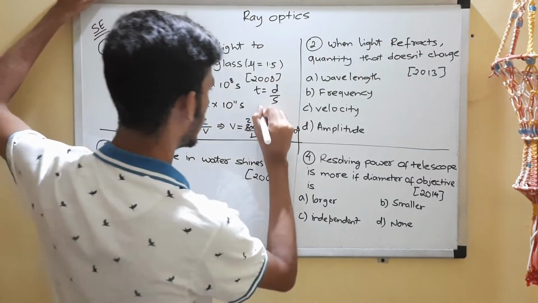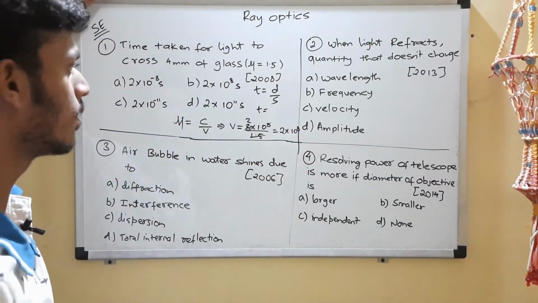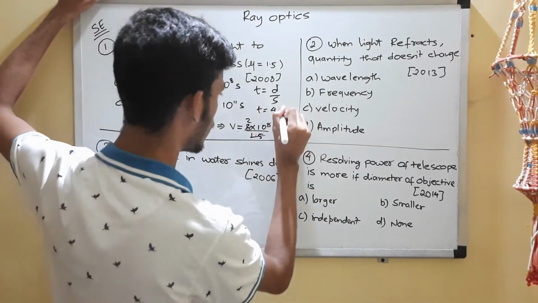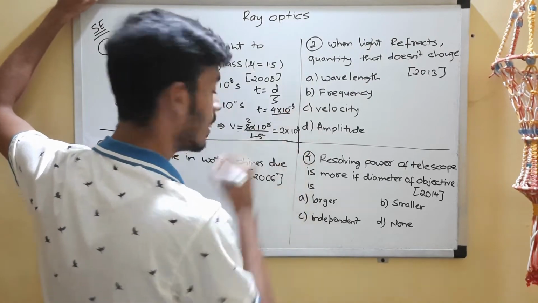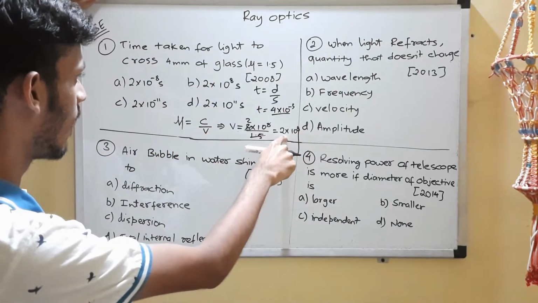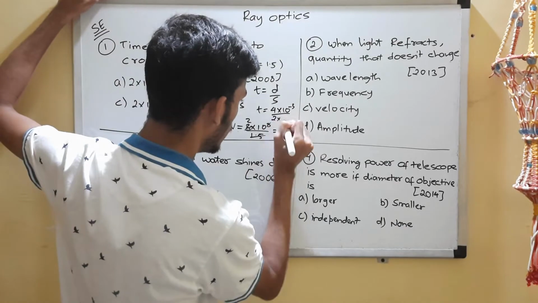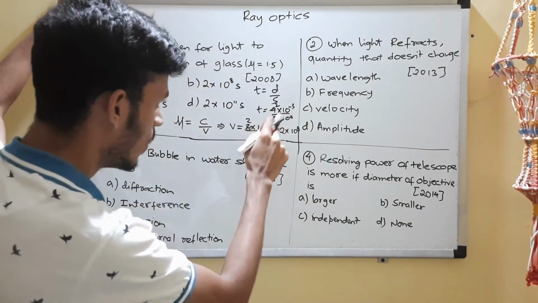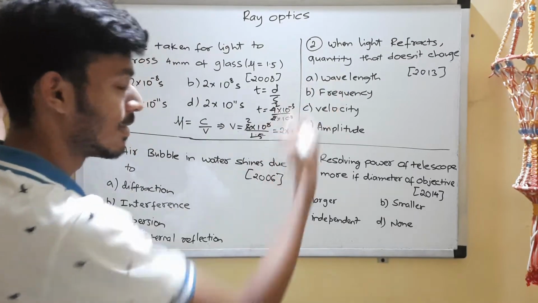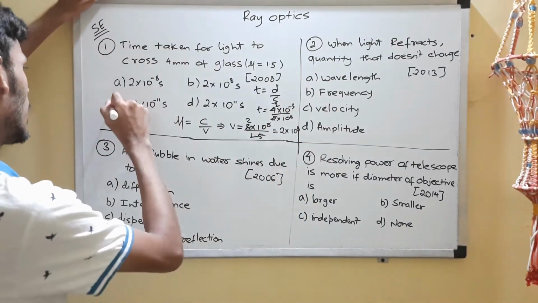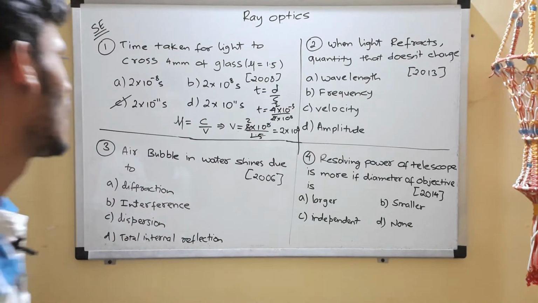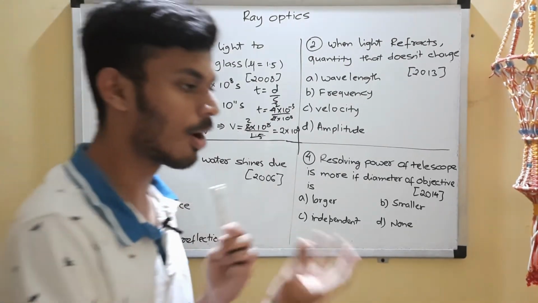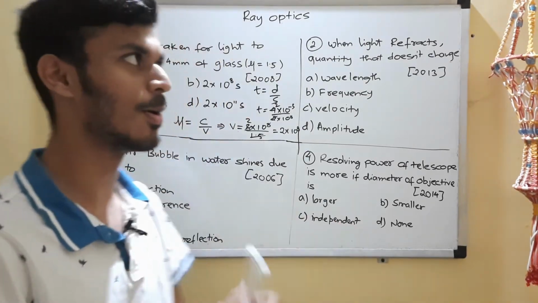Now from here we can find the time easily. So distance is 4 millimeters, so 4 into 10 to the power minus 3 meters. And here we have the speed in meters per second, which is 2 into 10 to the power 8. So 2 will cancel with this. So you get 2 into 10 to the power minus 3 and this minus 8, that will become 2 into 10 to the power minus 11. So this is the time taken for your light to go across a glass which is 4 millimeters wide.